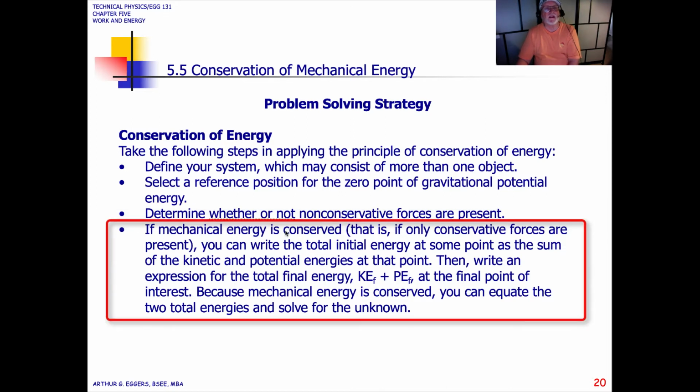And then if mechanical energy is conserved, that is, if only conservative forces are present, you can write the total initial energy at some point as the sum of the kinetic and potential energies at that point. Then write an expression for the total final energy, kinetic energy final plus potential energy final, at the final point of interest. Because mechanical energy is conserved, you can equate the two total energies and solve for the unknown.